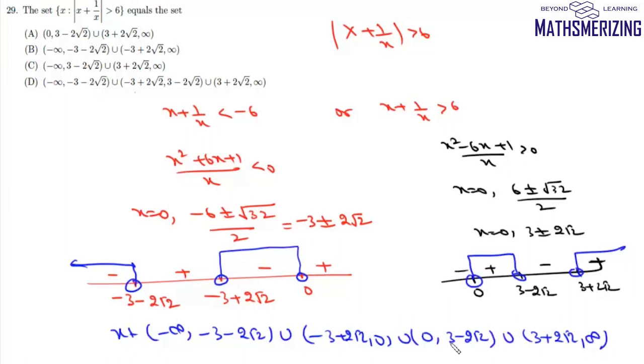Now there is no option like this in this question. They have given this option, but then 0 is included in this option. Now we know that x cannot take the value 0. So that means none of the options matches for this question.